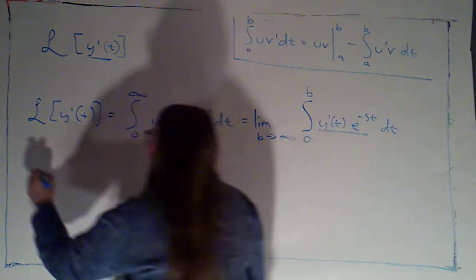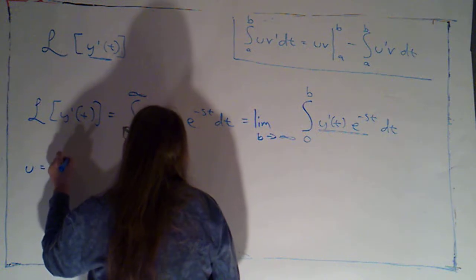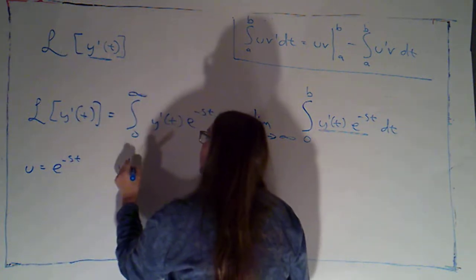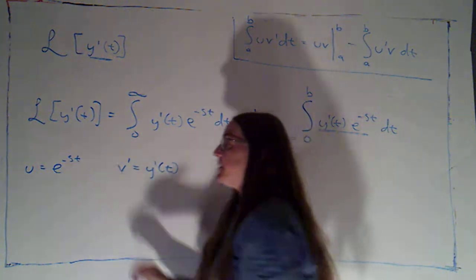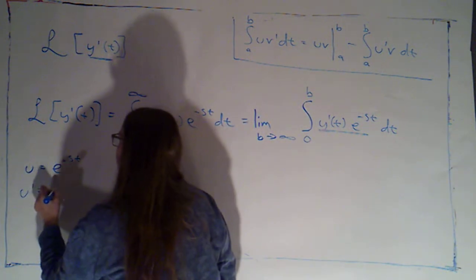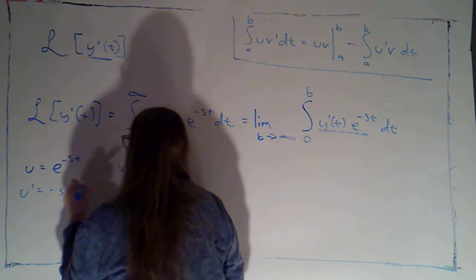Okay. So I'm going to let u be e to the negative st. My v prime will be y prime of t. So then I need to know u prime. That's going to be negative s e to the negative st.